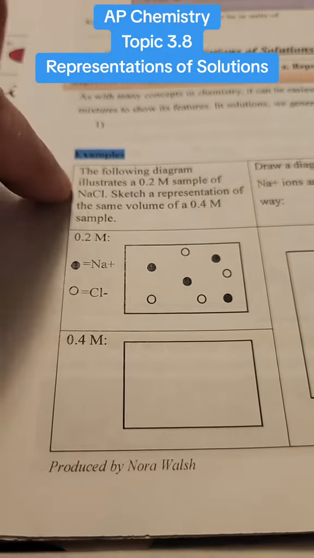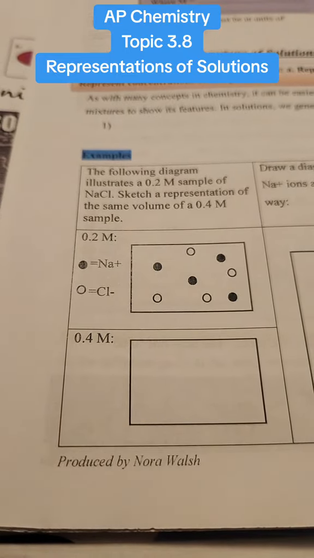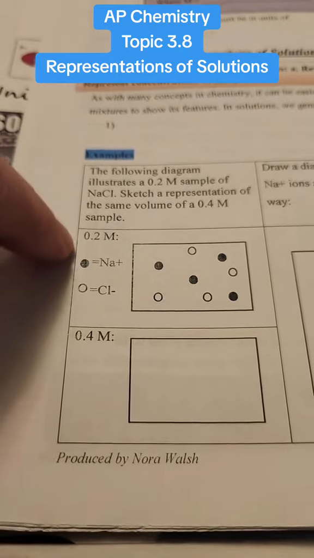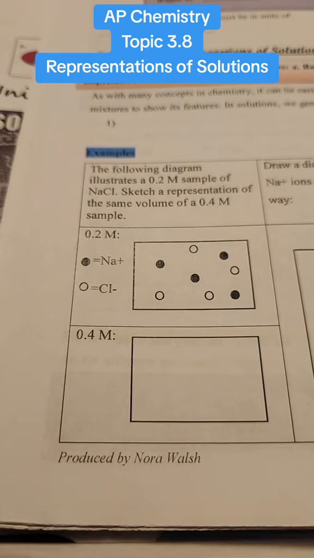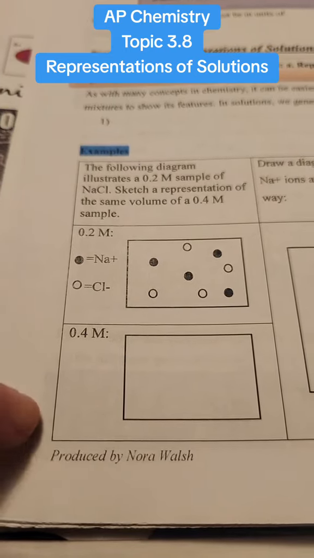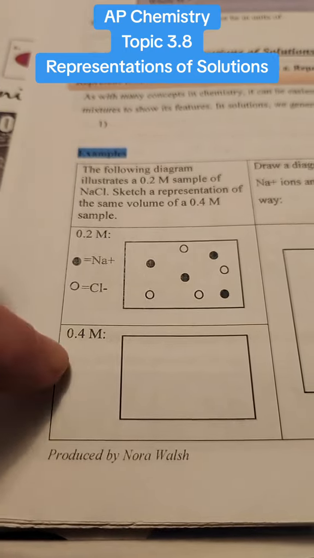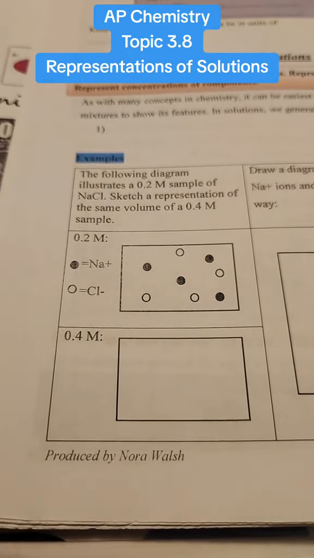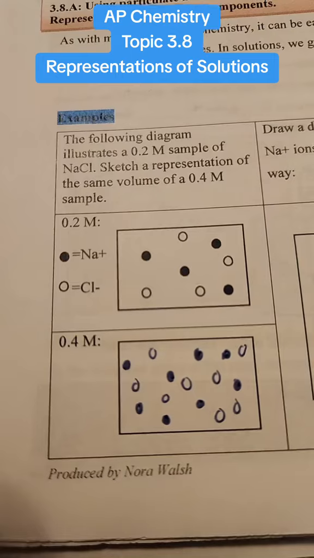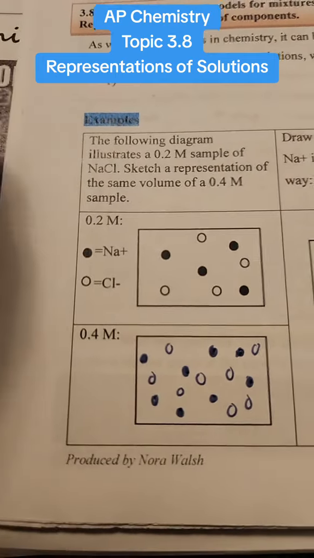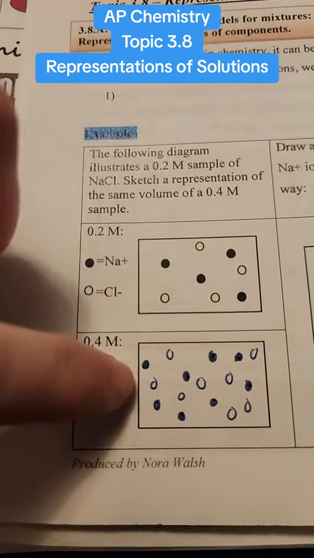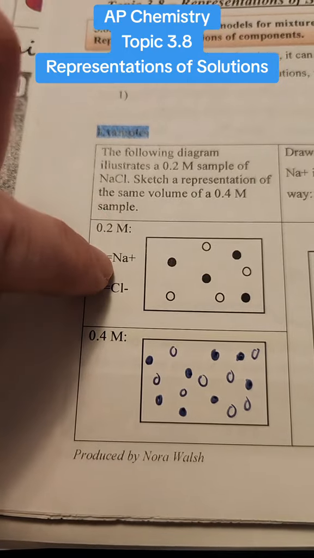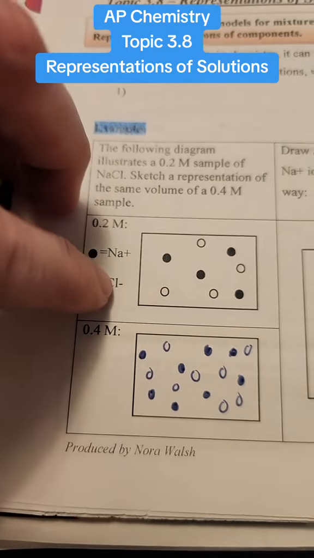So we're going to start with a diagram that illustrates a 0.2 molar solution of NaCl, and then they want us to sketch the same volume of something of 0.4. So this is 0.2, and then we're going to sketch 0.4. So the question becomes, what is that going to look like? So this concentration is double, and so that means we're going to have twice as many particles in the same amount of volume. So it's going to look like this. Now note that I have twice as many of each kind of particle as I did before, but I have the same number of Na's as I do Cl's, and that's because we have one Na for every one Cl.